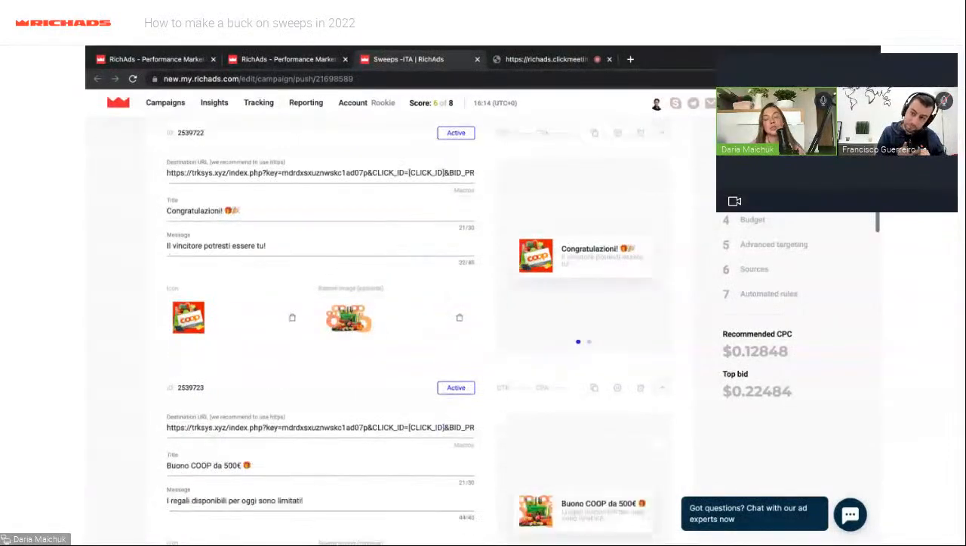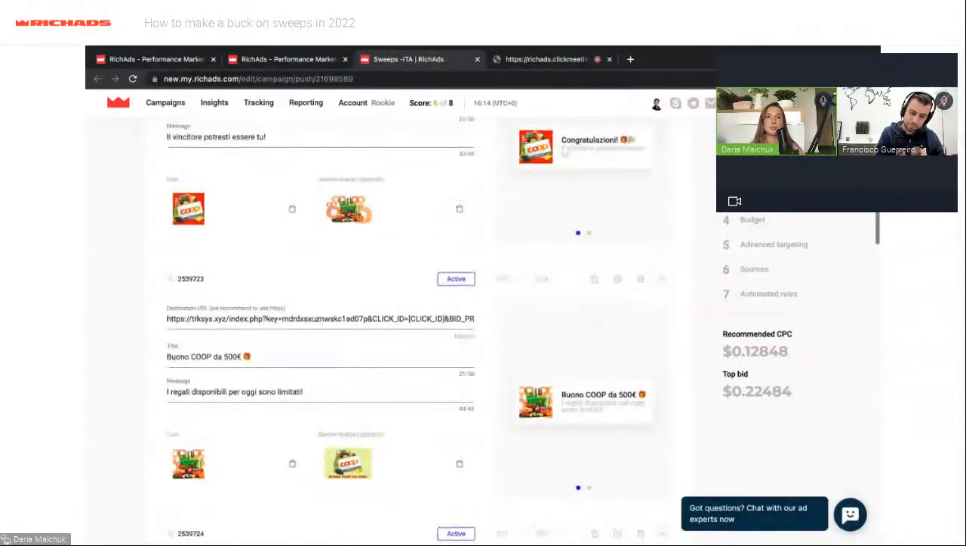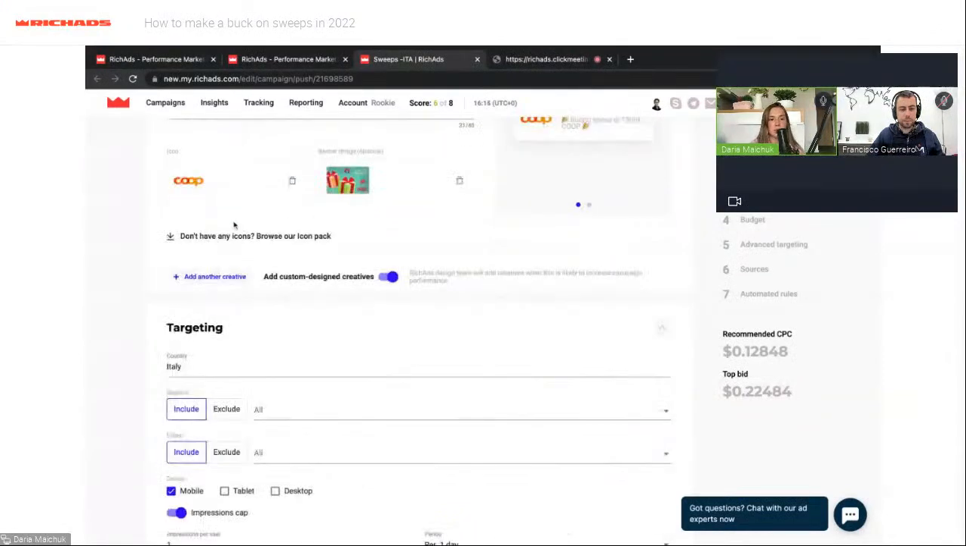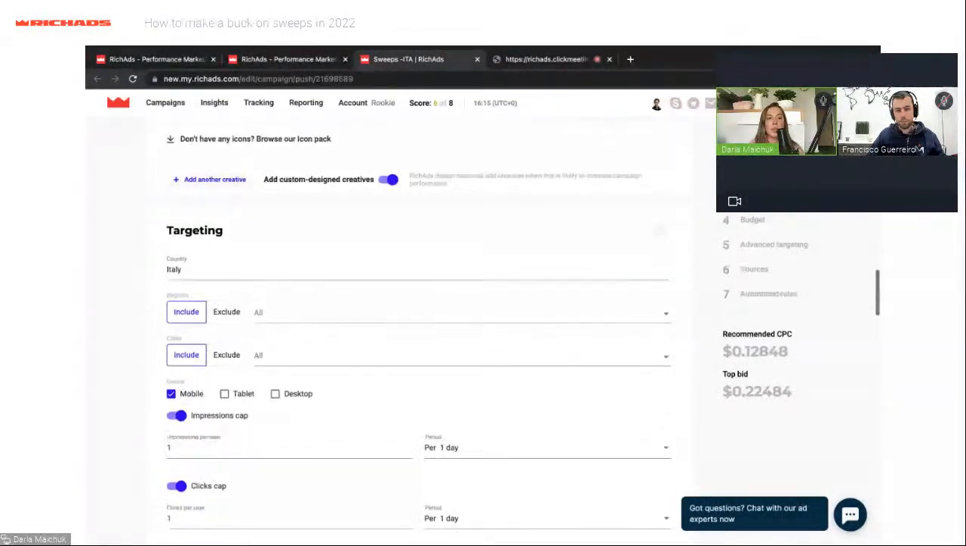Also, I really recommend to change them every 3 to 5 days to keep CTR high. It will be really good, and you will keep a good CTR, and the results will still be good in the campaign. Also, I can share that here you can load the pack of icons, and this will be a pack for all verticals. So you can also check it.